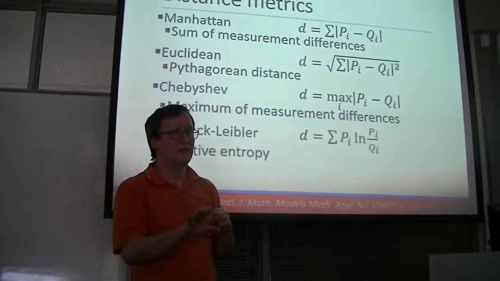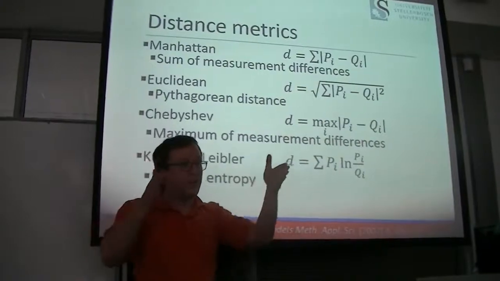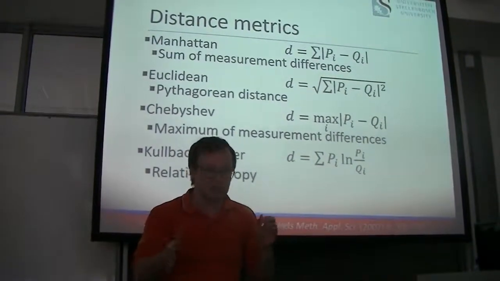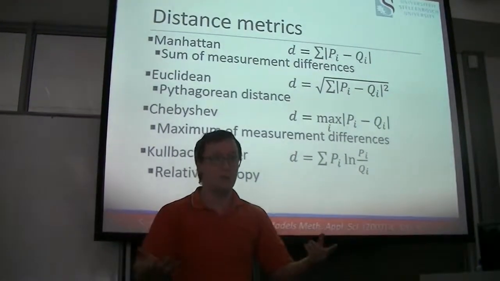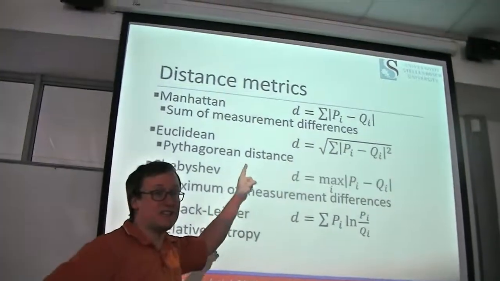All clear so far? Okay, that one's pretty much the easiest of them. So we ask, how different are they on gene 1? How different are they on gene 2? How different are they on gene 3? And we add them all up. That's what the sum of the sigma means. Okay, so that's the easy one.